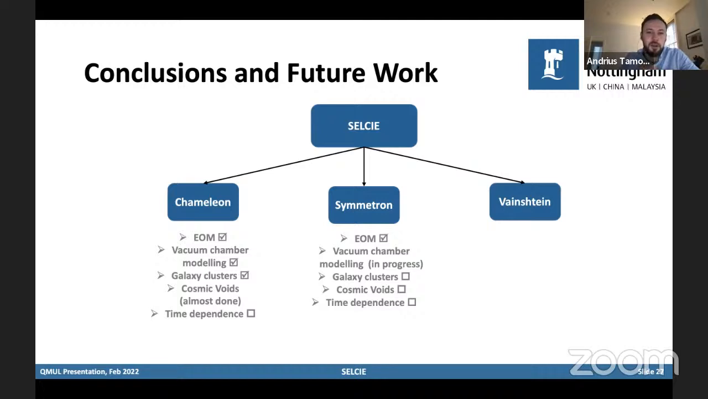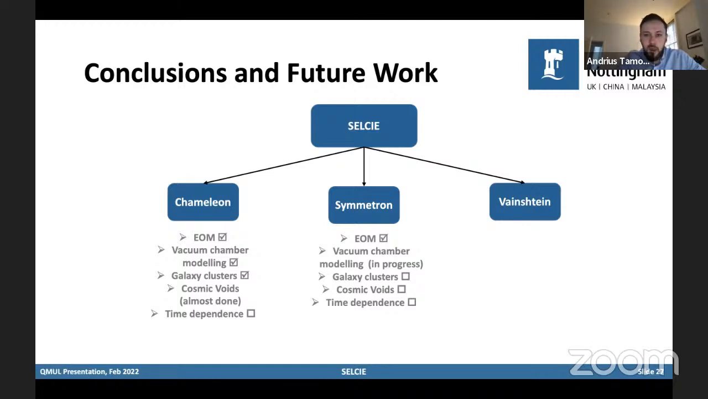Now the Symmetron, we managed to get it to work quite recently. There is still a lot of progress to be done for vacuum chamber investigations. And then we want to look at the same type of sources like galaxy clusters or galaxies, NFW halos, obviously cosmic voids, and ultimately we need time dependence to investigate these types of domain walls.